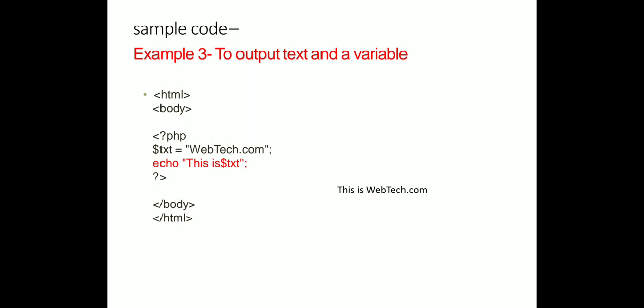So this is the end of the code and it will output as the statement written in echo. This is $txt. So $txt holds the value as webtech.com. So it will output as this is webtech.com.